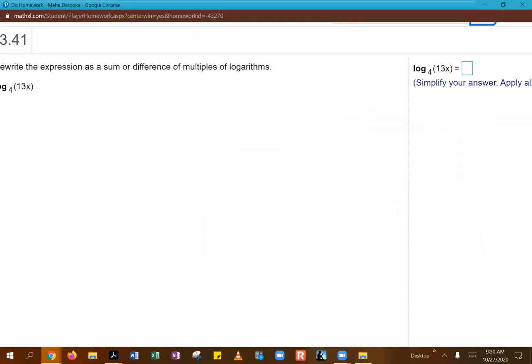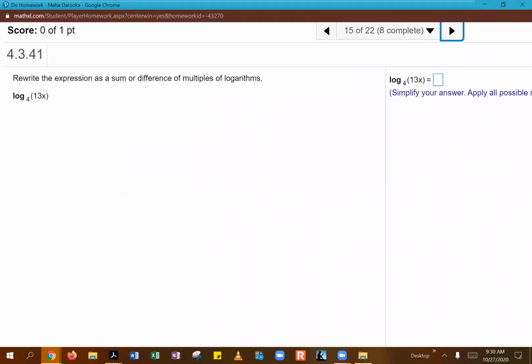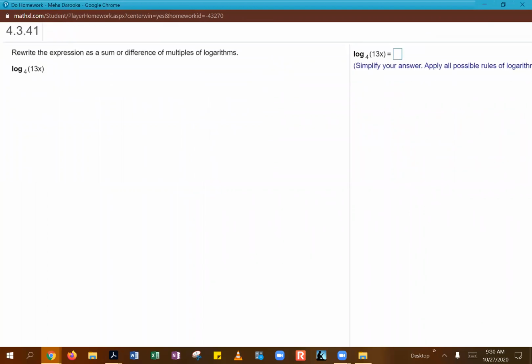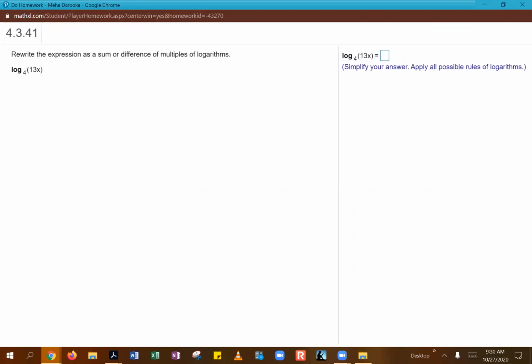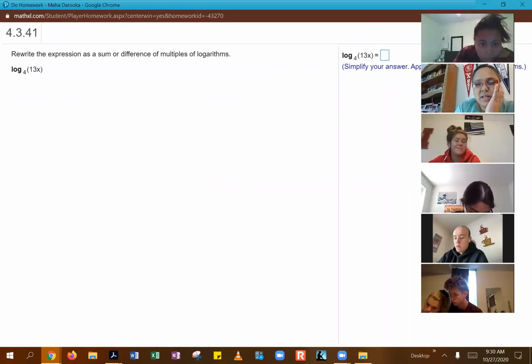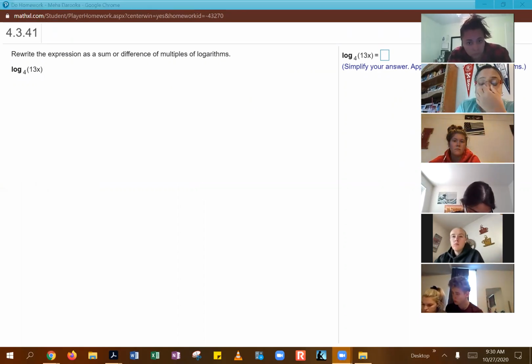Right, let's take a look at this guy here. This one is asking us to rewrite the expression as a sum or a difference of multiples of logarithms. So can you tell me which rule you would use to break this down? So product, quotient, power rule, which one would you go with?